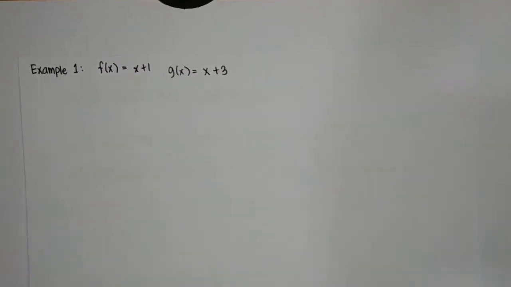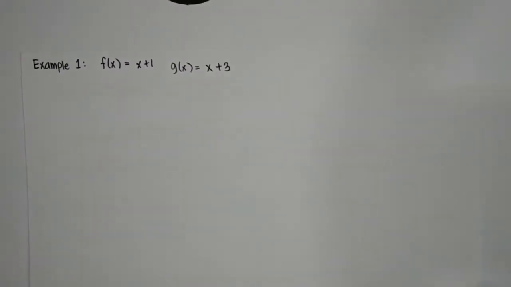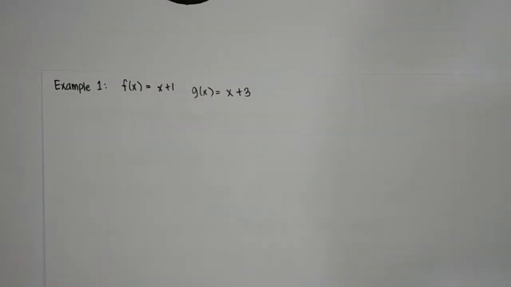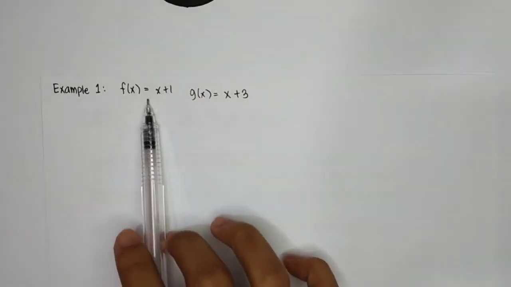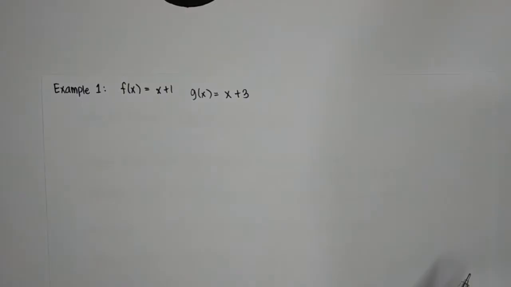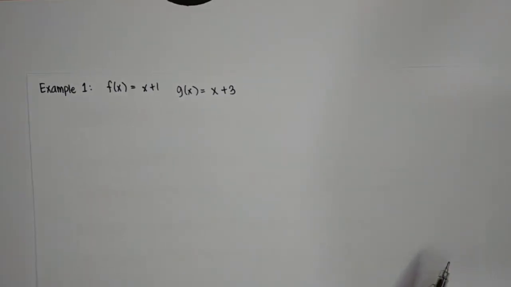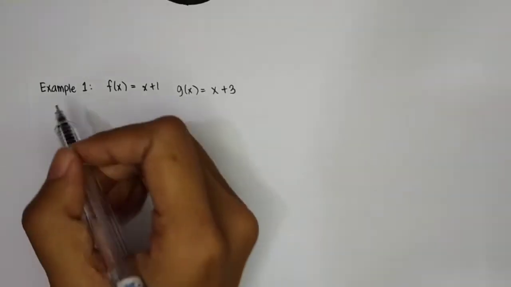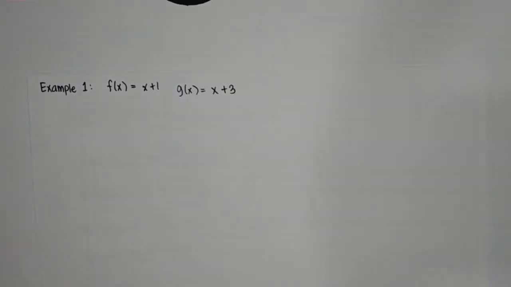We have here, first, let's start with the basics. Example number 1: we have f of x equal to x plus 1 and g of x equal to x plus 3. So let's try to do all the operations on functions. Let's first write down the operations of functions.